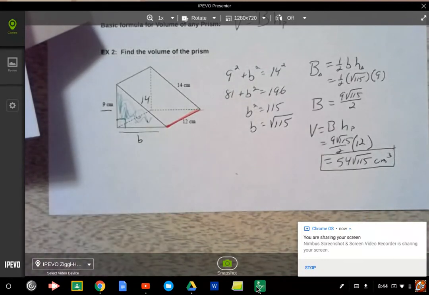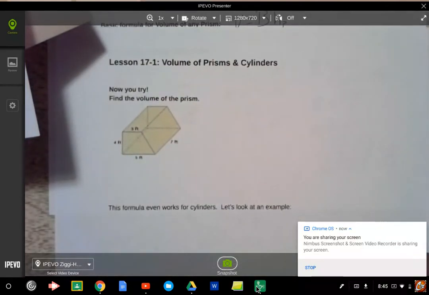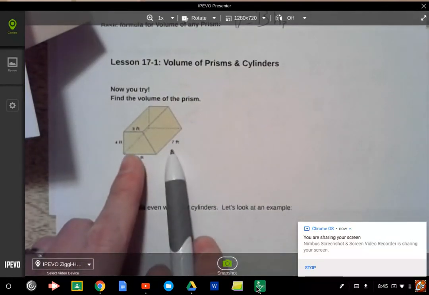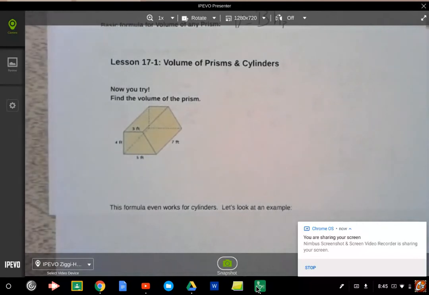So that leads me to letting you try one. Why don't you try this figure? Find the volume of this prism. Give it a shot.